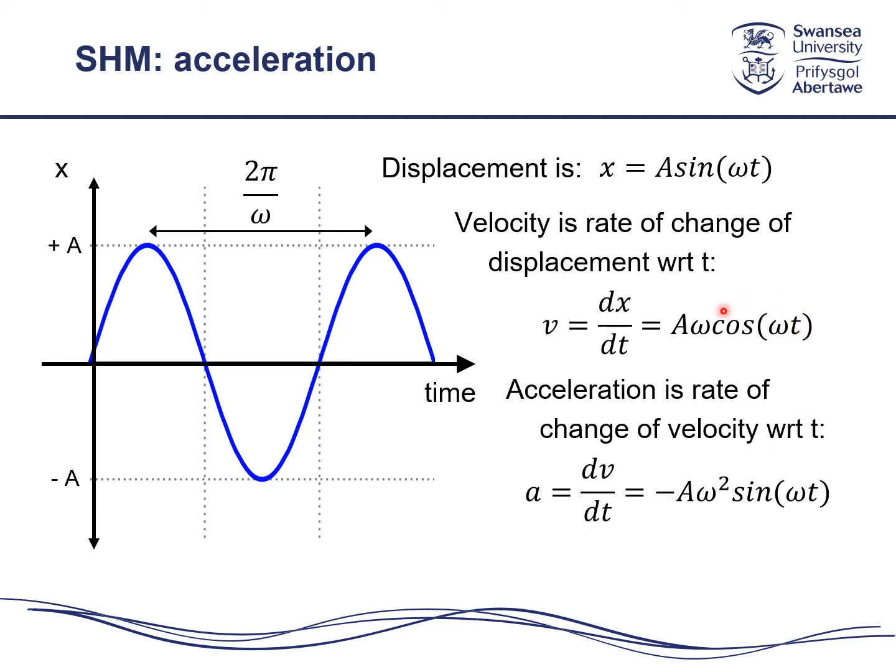Omega is able to come out of the cos function again, and cos now changes to minus sine. So acceleration is equal to minus A omega squared sine omega t. We also originally defined x as equal to A sine omega t. Substituting x back into this equation, we then arrive at the final equation for acceleration, which is equal to minus omega squared x.